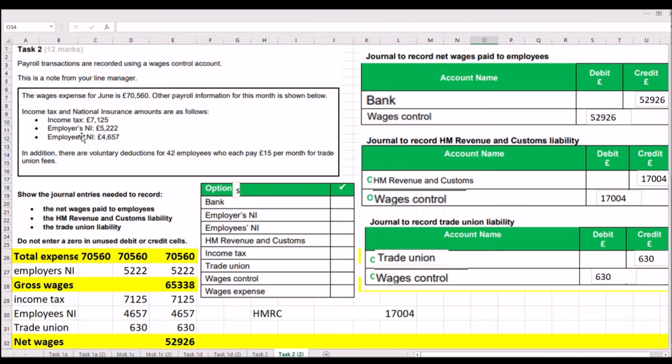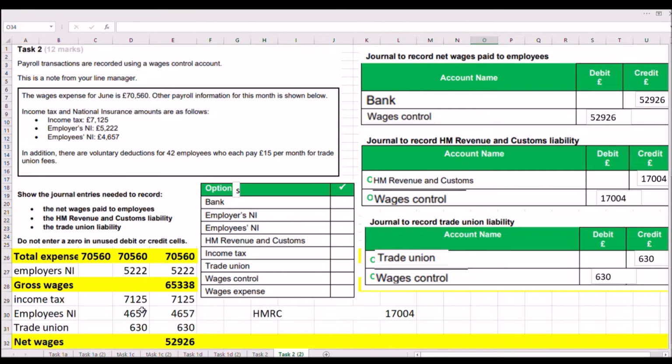Employer's national insurance includes the title: employer's national insurance, employer's expense; employee's national insurance, employee's expense. There could have been pension contributions: employer's pension contributions would be employer's expense, and employee's pension contributions would be employee's expense. We've also got these voluntary deductions here, which are trade union fees, and they are an employee's expense. So we drop those into the table here.